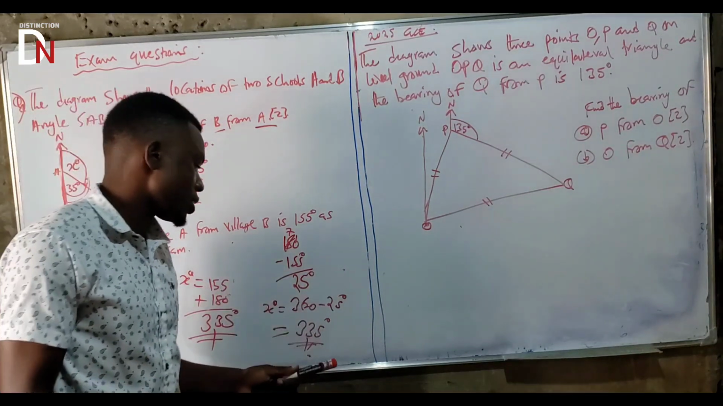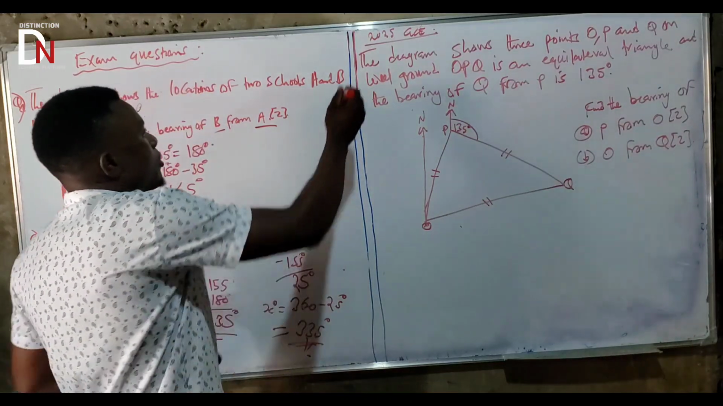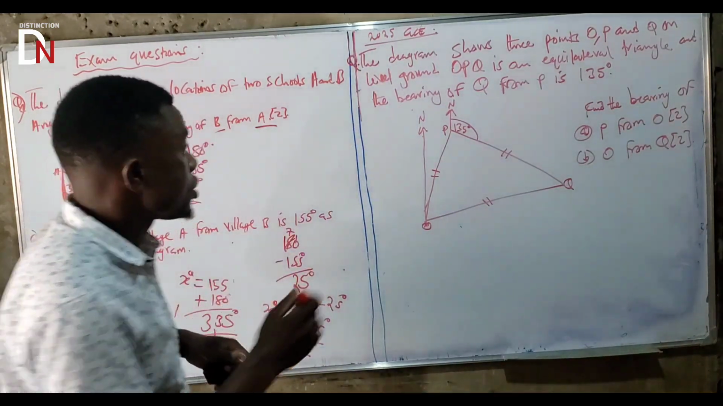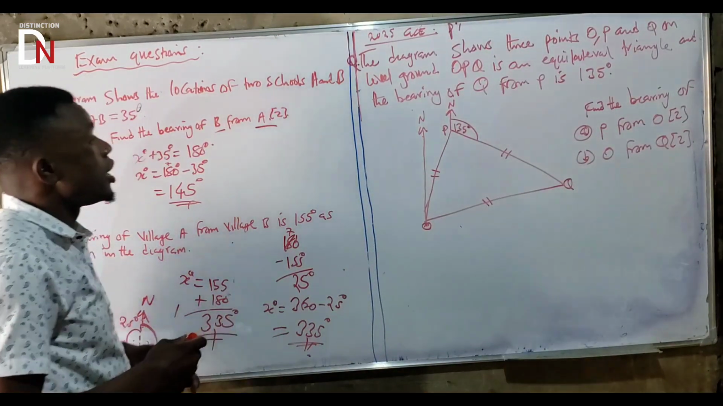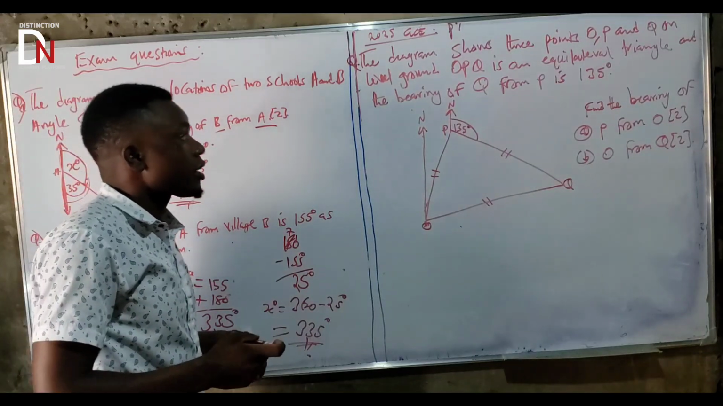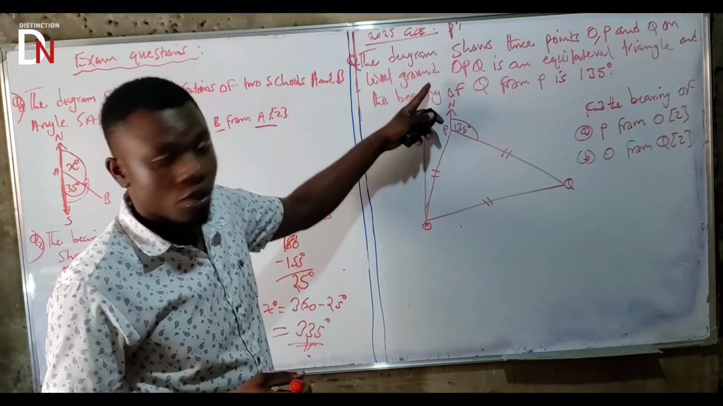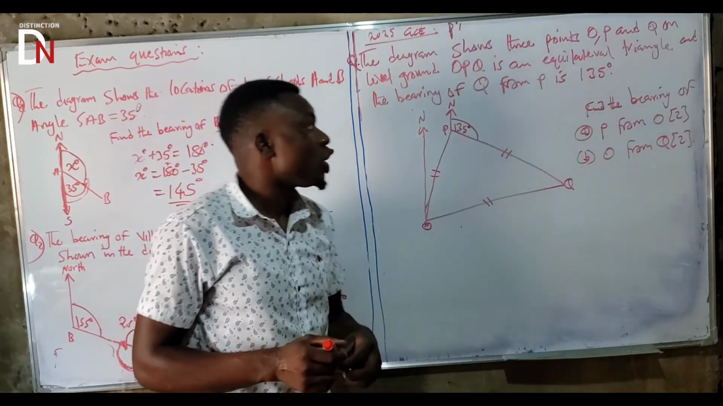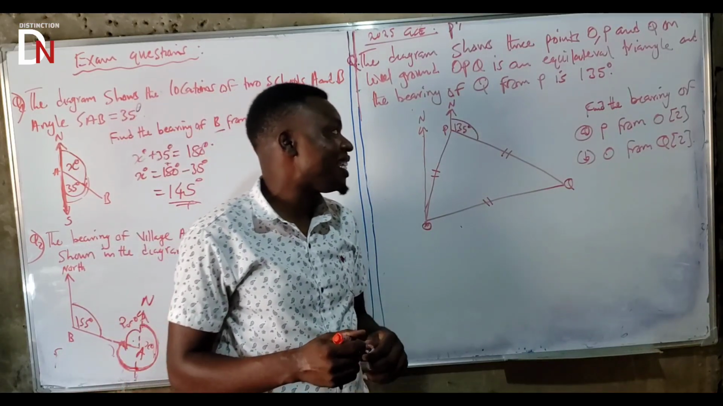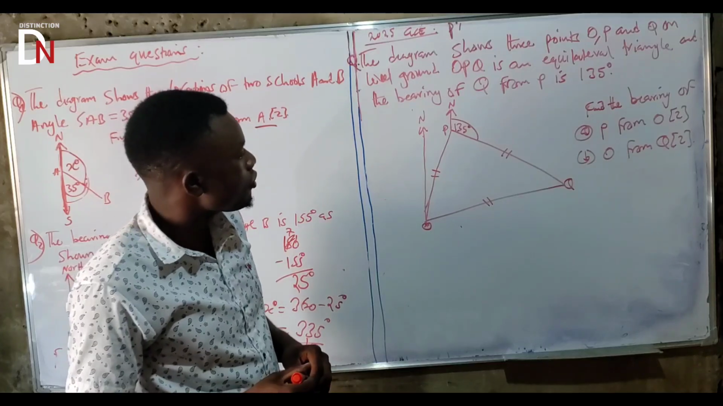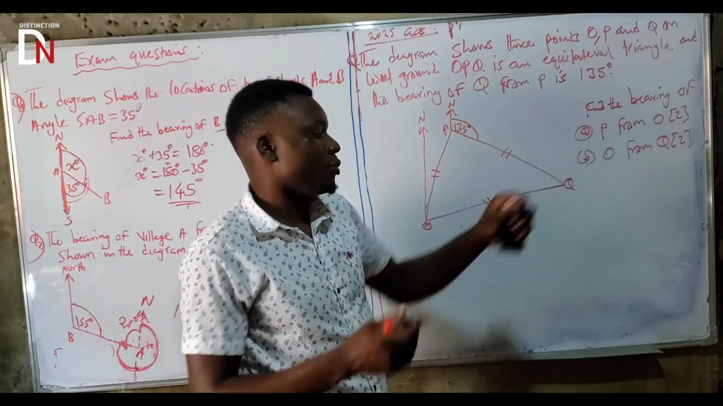Great. Now let us look at the third question, coming from the 2025 GCE Mathematics Paper 1, question 17. The question reads: the diagram shows 3 points O, P, and Q on level ground. OPQ is an equilateral triangle, and the bearing of Q from P is 135 degrees. Find the bearing of P from O.